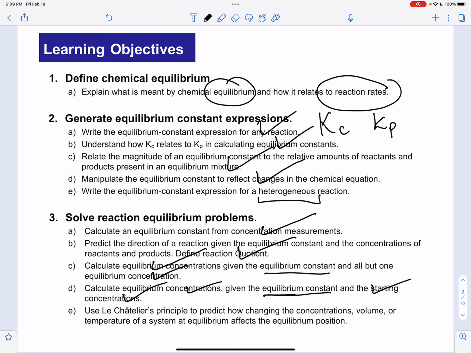And we're going to close the chapter by talking about Le Chatelier's principle, which tells us that when a system is in equilibrium and you do something to it, it will do whatever it needs to do to reach equilibrium once more. And we're going to see how we can predict what's going to happen based on changes to the temperature, changes to the concentrations, changes to the volume, changes to pressure, and all that. Anything that can disrupt the equilibrium.